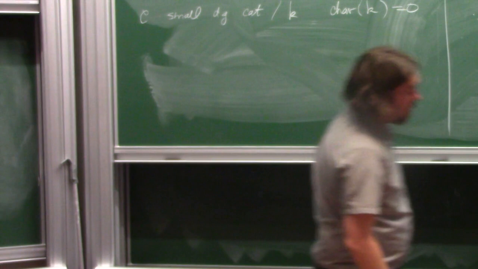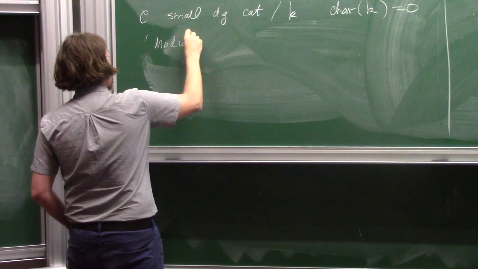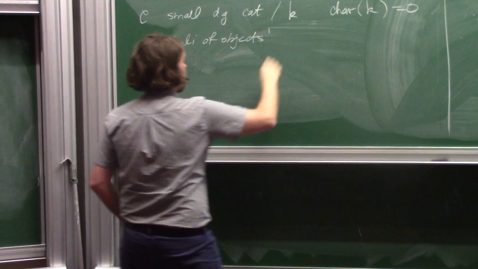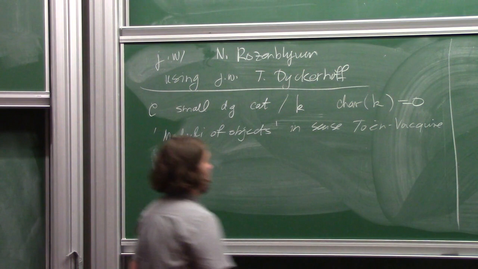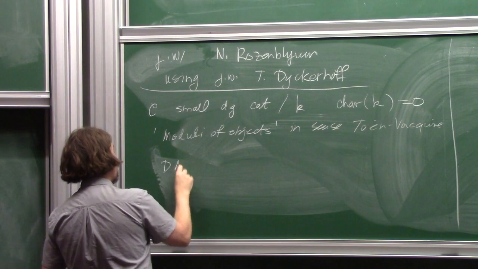And I'm interested in the so-called moduli of objects, in the sense of Toën-Vaquié. So I'm going to recall what this is. So this is an object of derived algebraic geometry. So I should say quickly the setting in which I treat derived algebraic geometry.